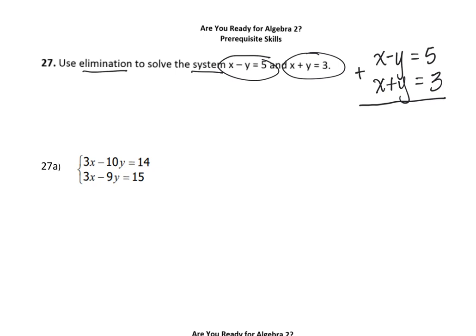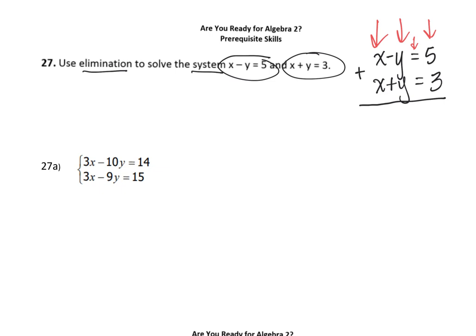And this one's really nice. We add by columns, by like terms, and we make sure x's are lined up, y's are lined up, equal signs are lined up. Okay, see, our equal signs are lined up in the same place, and our constants. That's important. Otherwise, we can't put together like terms.